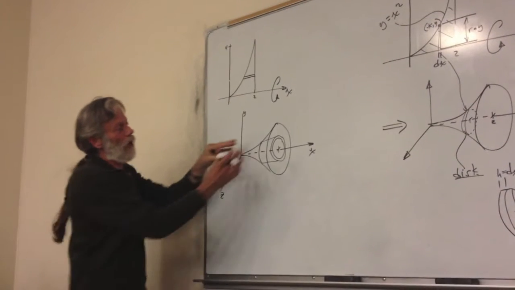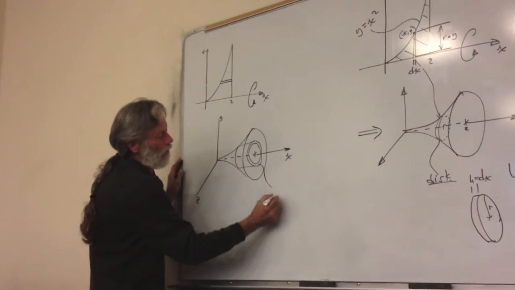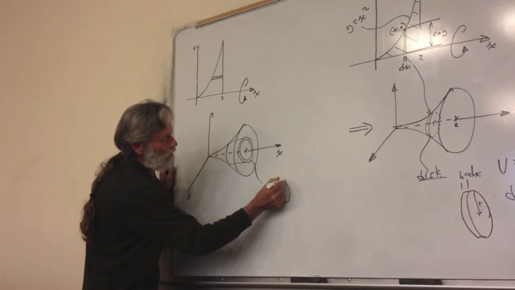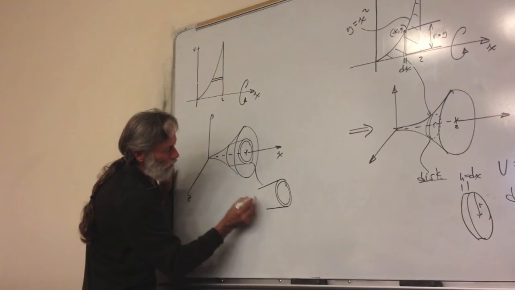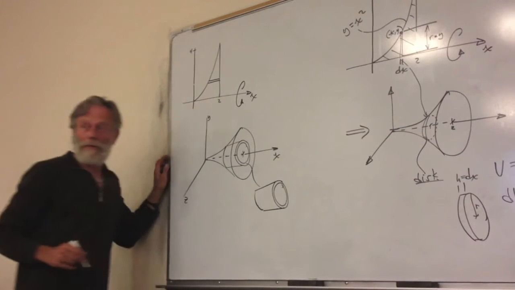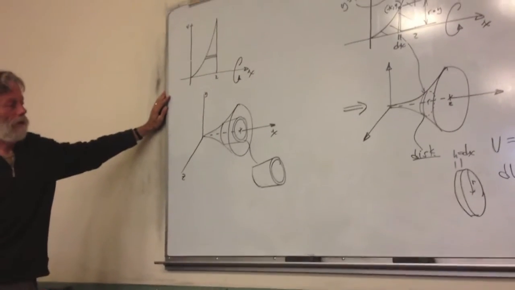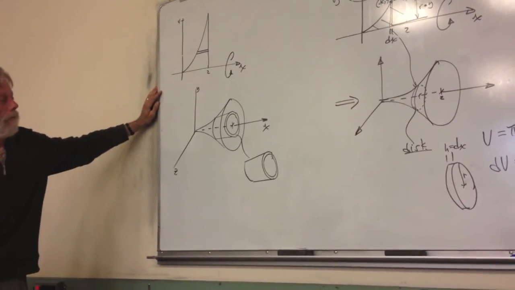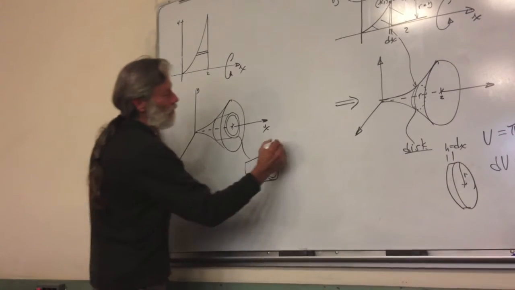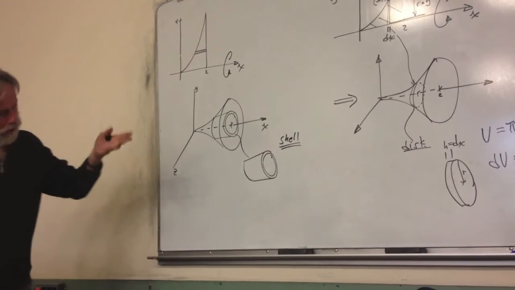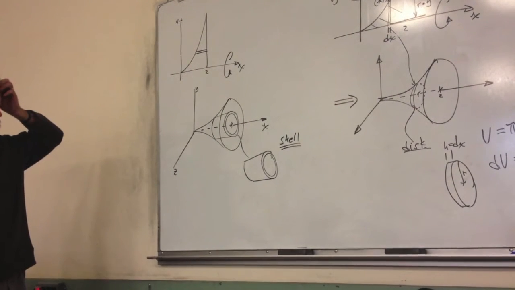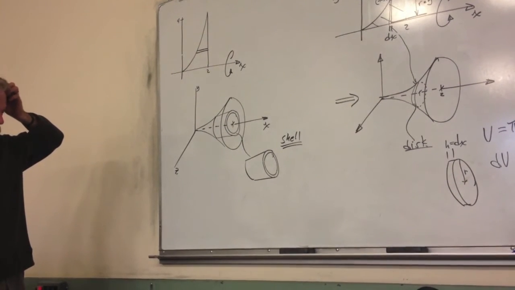Alright, so this object is essentially like a tomato soup can or something, you take the lid and bottom out of it, and you've got this hollow shell. So this is referred to as a shell, the shell method. But what's the volume of the shell?